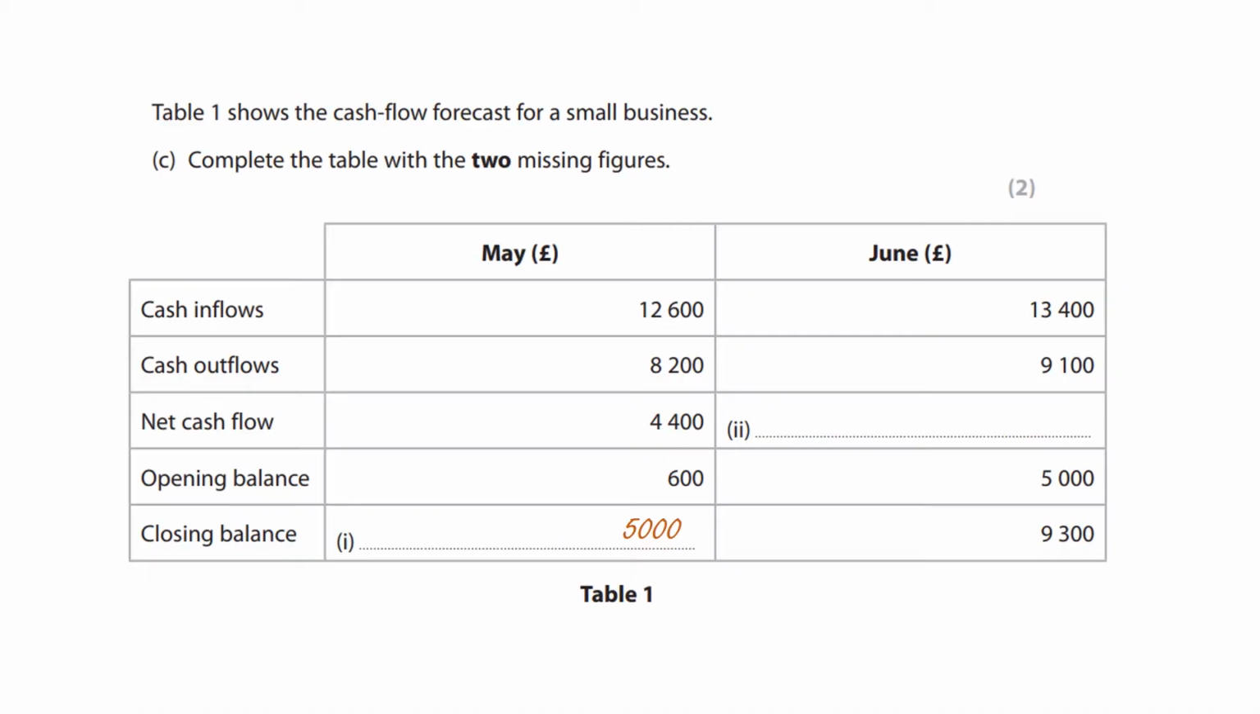The next part of the question requires us to calculate the net cash flow for June. So in order to calculate the net cash flow, we need to find out the difference between all cash inflows and all cash outflows. So that's £13,400 minus £9,100, and our answer is £4,300. That's the net cash flow for June.